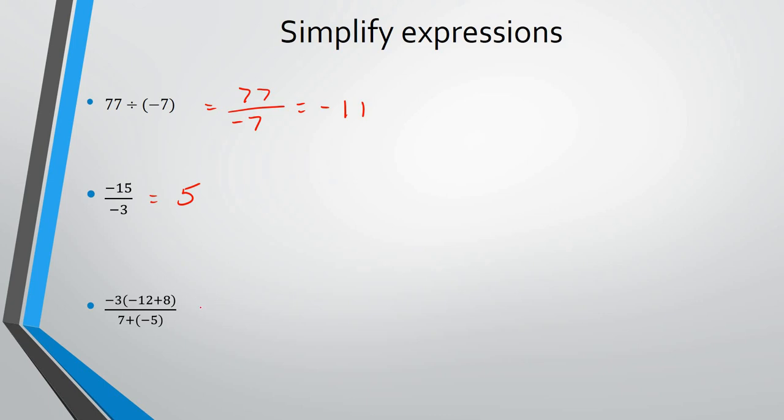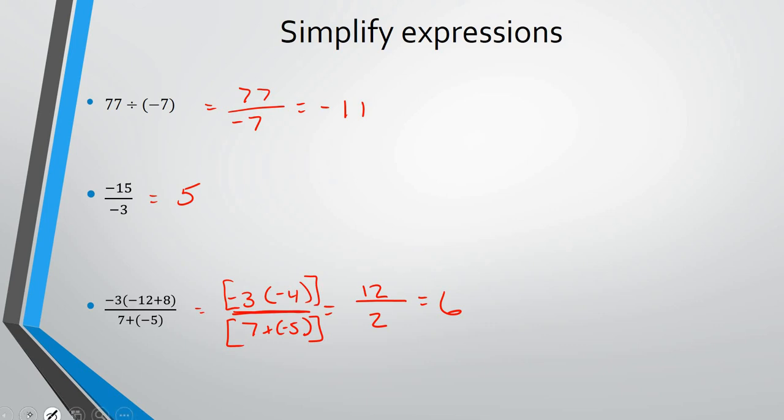Pause the video. Alright, so hopefully you remember to work inside the parentheses on top. Working everything on top first and everything on the bottom, because the fraction bar acts like a great big grouping symbol. It says everything on top divided by everything on the bottom. Negative 3 times negative 4 is positive 12. 7 plus a negative 5 is positive 2, and I get positive 6.